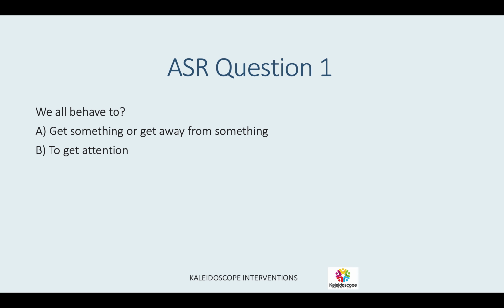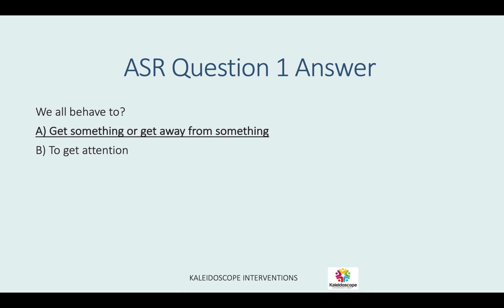All right, it's time for active student responding question number 1, or ASR number 1. We all behave to A, get something or get away from something, or B, to gain attention. All right. Well, if you said letter A, then you are correct. We all behave to get something or get away from something.